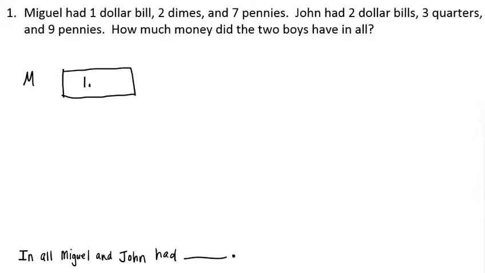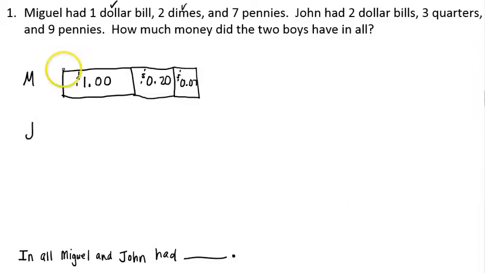I'll write the amount in decimal form inside each portion of the tape. So we have our $1. Now we have 2 dimes. Well, 2 dimes is the same thing as 20 cents. So I'll draw a shorter piece and show 20 cents inside that piece. And now we have 7 pennies, which is even smaller. So I will show 7 pennies or 7 cents inside that tape. So that's Miguel. Now we need to show John.